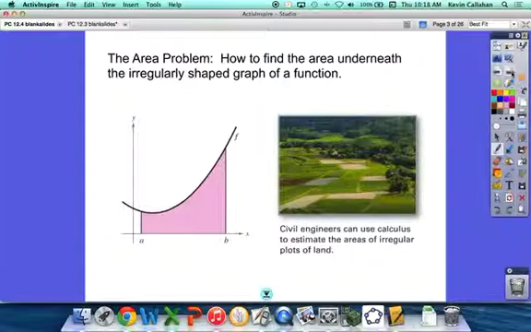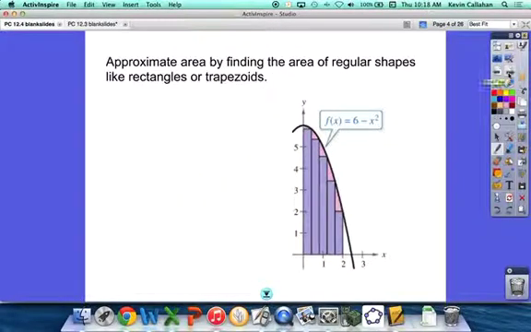So that's what the area problem is. How are we going to find this? The thought process that we start with is, how about if we take some regular shapes, like rectangles, and see how many of them we could fit under that shape? That would be an estimate. We would know how to find the area of each individual rectangle.